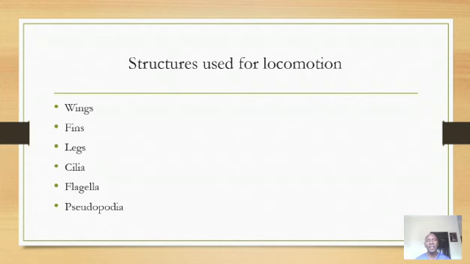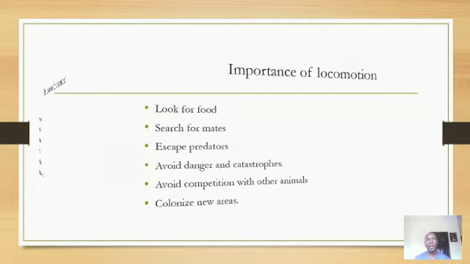We have cilia in organisms like paramecium. Remember paramecium. We have flagella in organisms like euglena and some bacteria. Then we have the pseudopodia in amoeba. They do locomote using that.